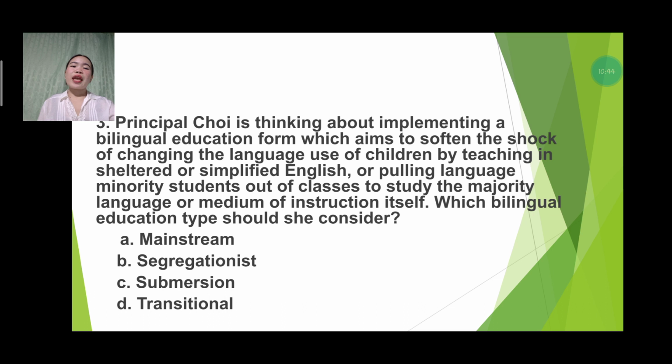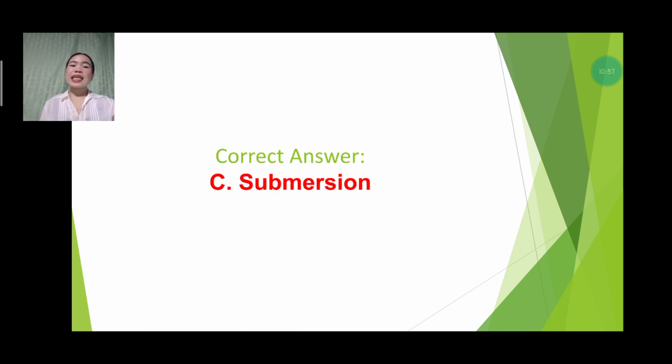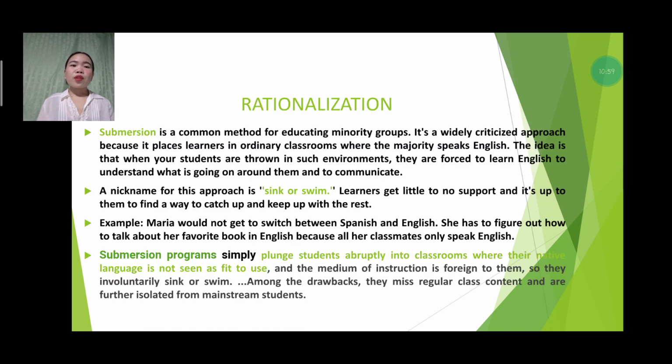The options are letter A, mainstream, letter B, segregationist, letter C, submersion, and letter D, transitional. So the answer for this item is letter C, submersion. So submersion is a common method for educating minority groups. It's a widely criticized approach because it places learners in ordinary classrooms where the majority speaks English.